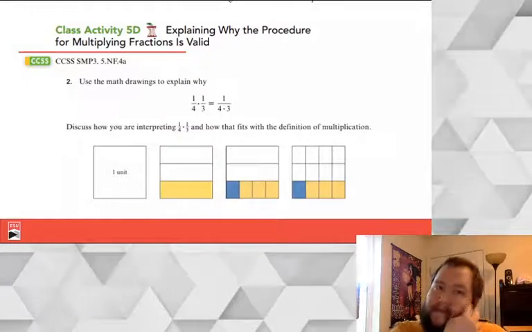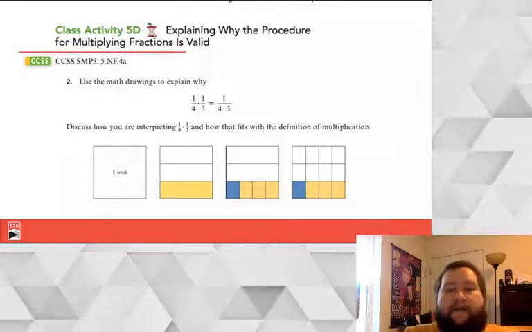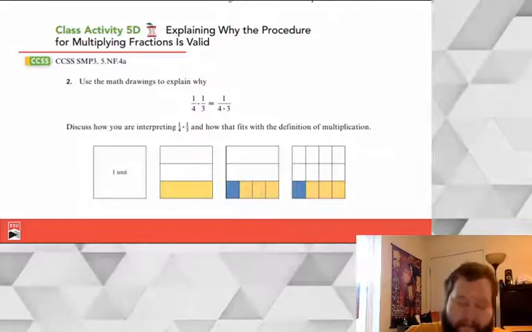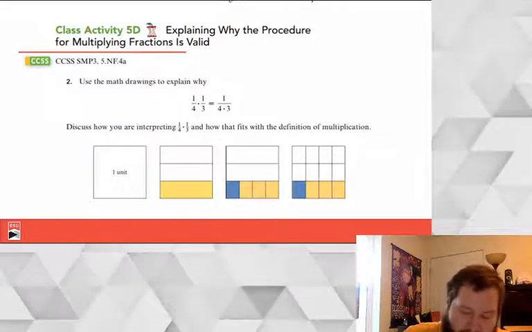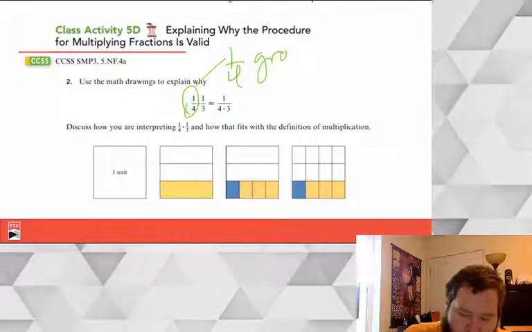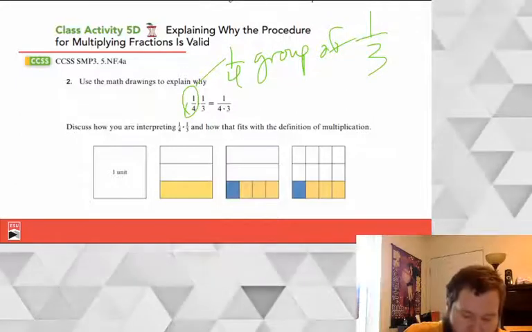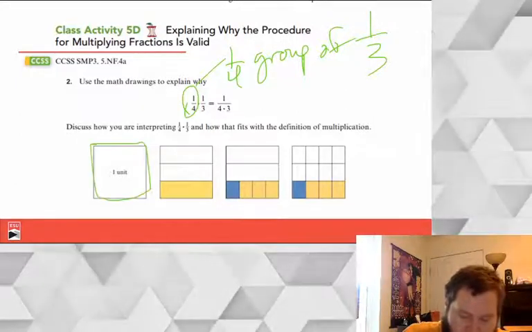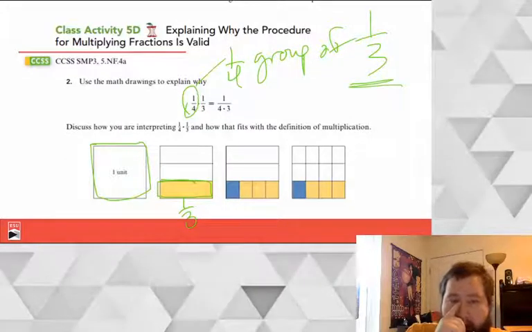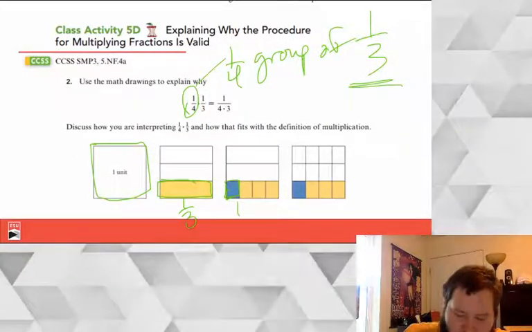So here it says, use the math drawings to explain why 1/4 times 1/3 is 1 over 4 times 3. So I'll talk about my meaning of multiplication. First it says I have a quarter group of 1/3. So I have my whole, and here's my 1/3. That's my 1/3 that I talked about right here. And then I'm going to fill 1/4 of that.